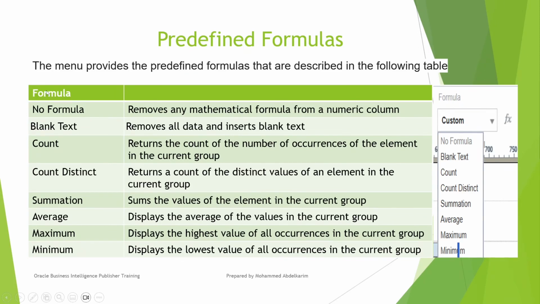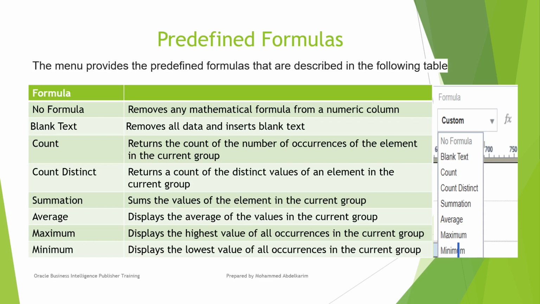No formula removes any mathematical formula from a numeric column. Blank text removes all data and inserts blank text. Count returns the count of the number of occurrences of the element in the current group. Count distinct returns a count of the distinct values of an element in the current group.